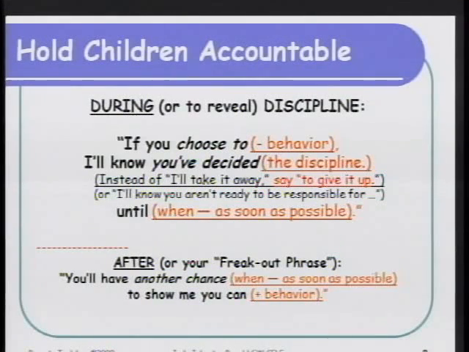When it comes time to discipline, then there's some new language. Before we go through what's on the screen, I'm going to ask the audience again. Let's take the bike in the street situation. If a child rode their bike in the street, most parents would say, correct me if I'm wrong, if you ride your bike in the street, I'm going to take your bike away. Right? Okay, so most parents would probably say that.